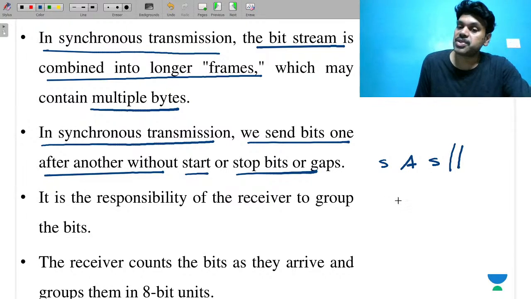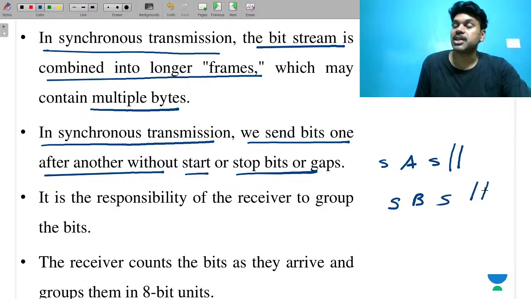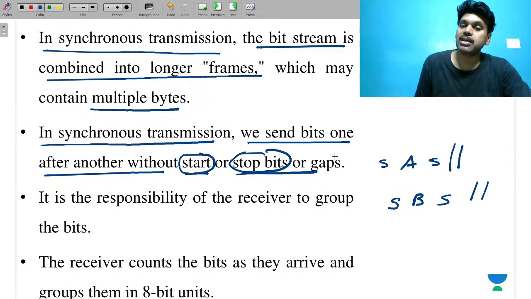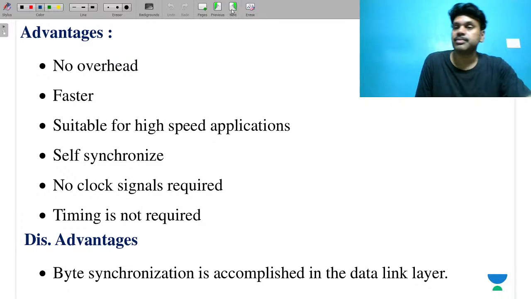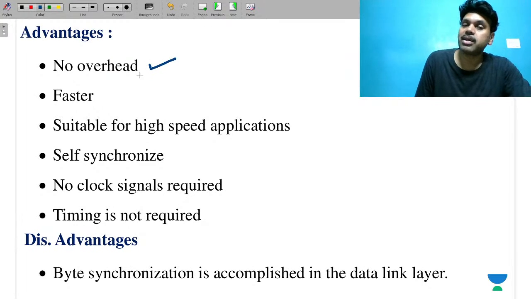Then after that, I start once again: start, B, and stop, and again a frame gap. These are the things you are supposed to do, especially in asynchronous. But here it is not like that. You simply transmit your data without stop, without start, without any frame gap. So it is the responsibility of the receiver to group the bits. The advantages are no overhead, a bit faster, suitable for high-speed applications, and no clock.